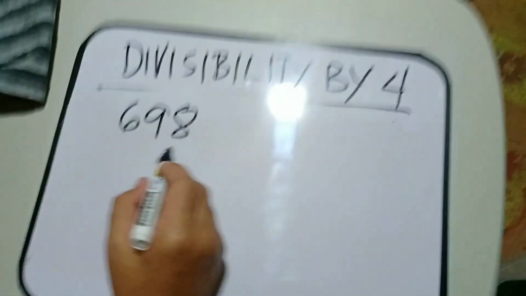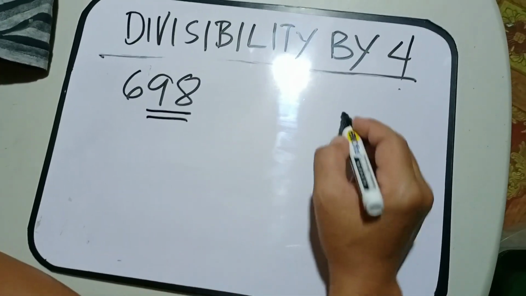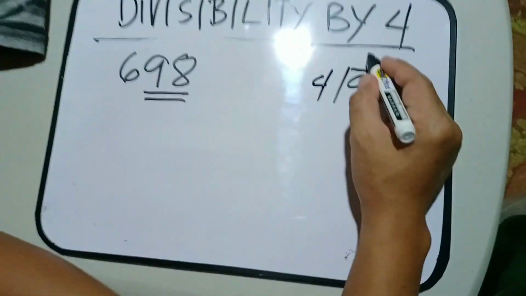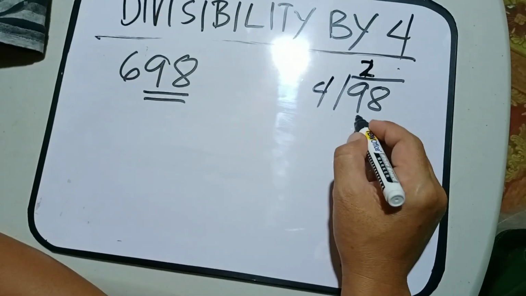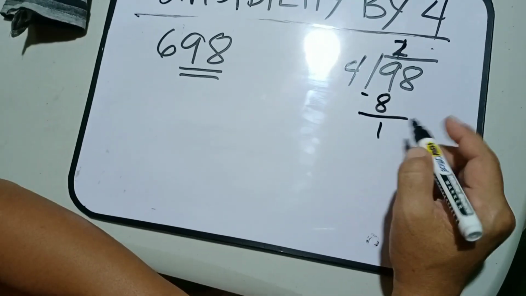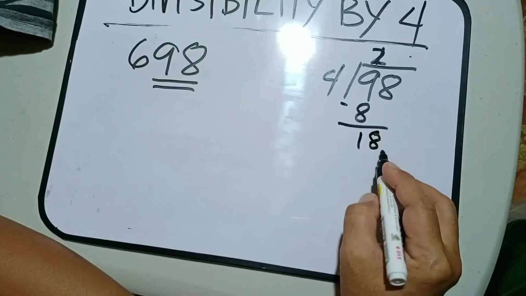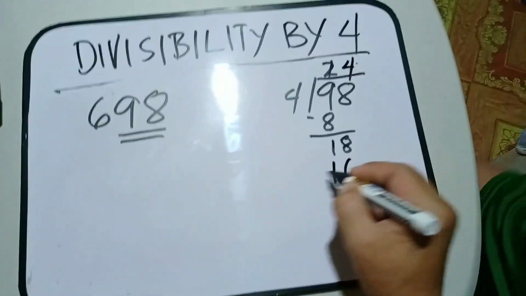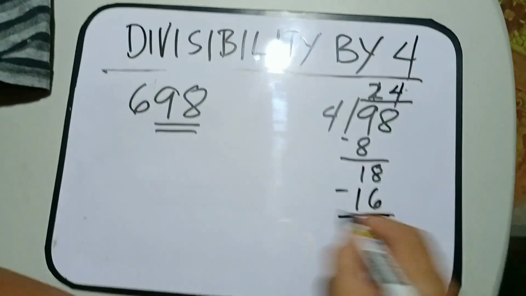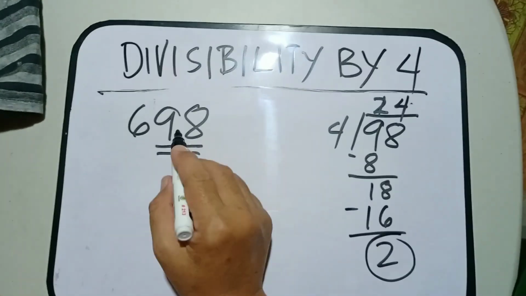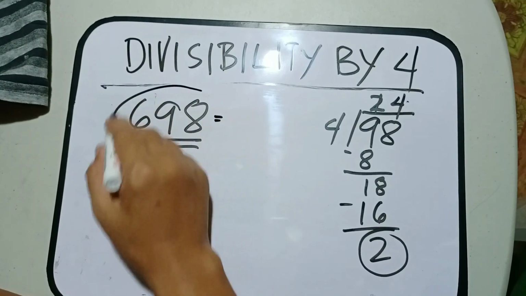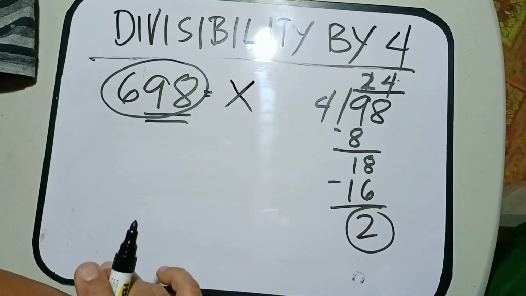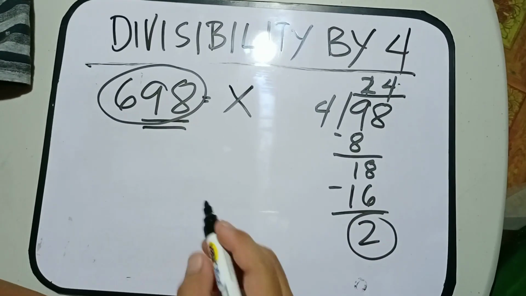698. So, last two digits again tayo, 98. Si 98 ba divisible by 4? So, tingnan natin. 98 divided by 4. 9 divided by 4 is 2. So, 8. Subtract 1. 8. Bring down 8, no? And 80 divided by 4 is 4. 16, subtract 2. So, may remainder tayong 2. So, that means, si 98 ay hindi divisible by 4. So, that means, si 698 is not divisible by 4. Kasi yung 98 niya, meron siyang remainder na natira.